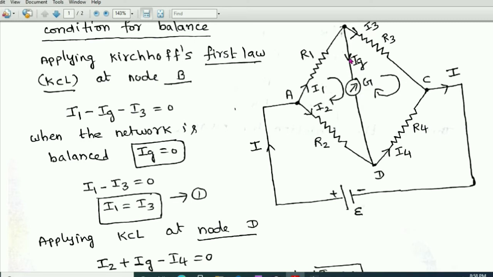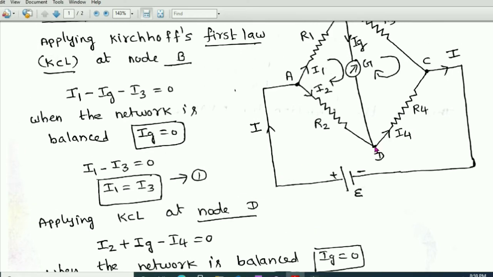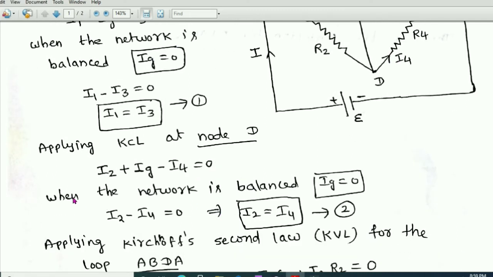Now here, if you observe the Ig arrow mark, it is moving towards D, so that's why plus Ig, and I4, if you observe, from D it is moving away, so that's why minus I4 is equal to 0. So the network is balanced. We are obtaining the expression for the balancing condition, so when the network is balanced, Ig, the current through the galvanometer, is equal to 0.